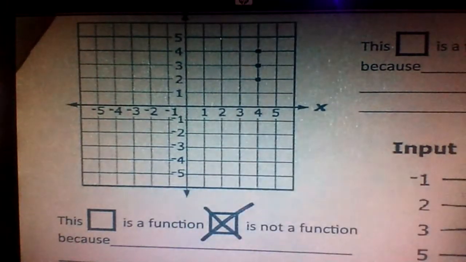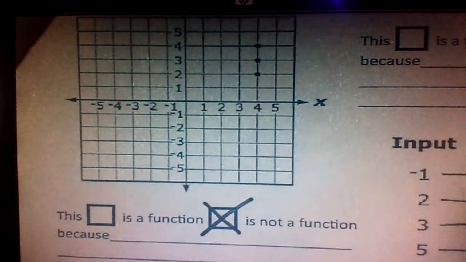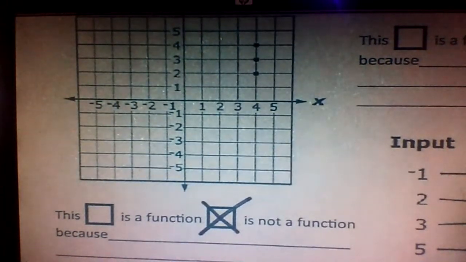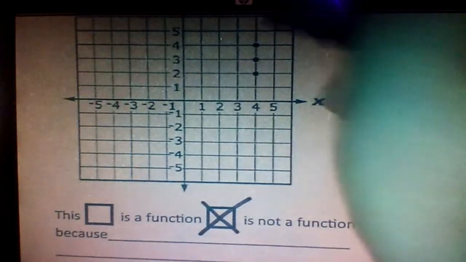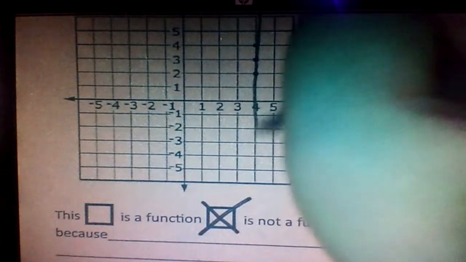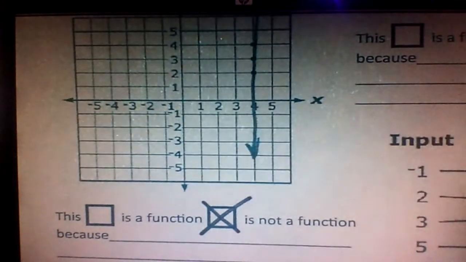Hands up if you want to tell me why. Come on, there's more than two of you. All right, Brashawn, why is this not a function? Because it doesn't pass the vertical line test. Okay, even though it's not a line or a design, there are 3 dots that if I draw a line, it touches all 3. So this does not pass the vertical line test.